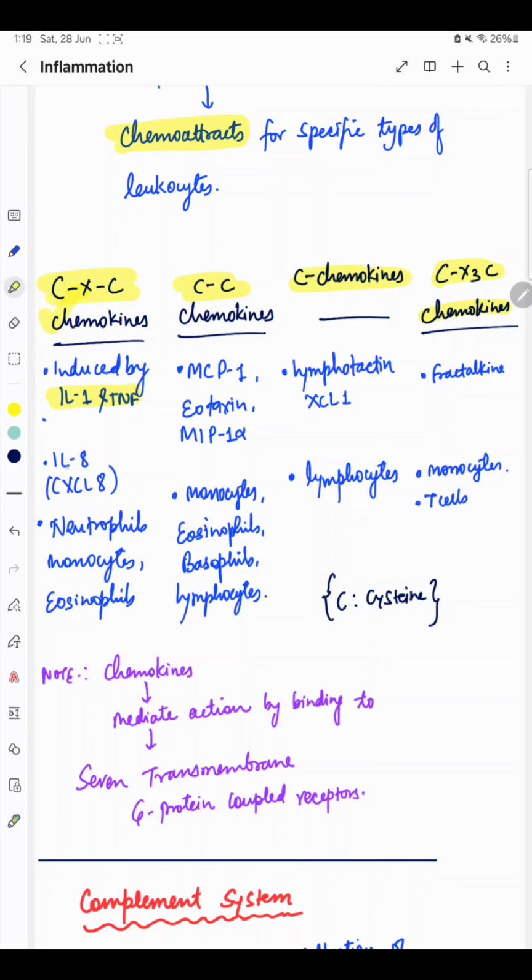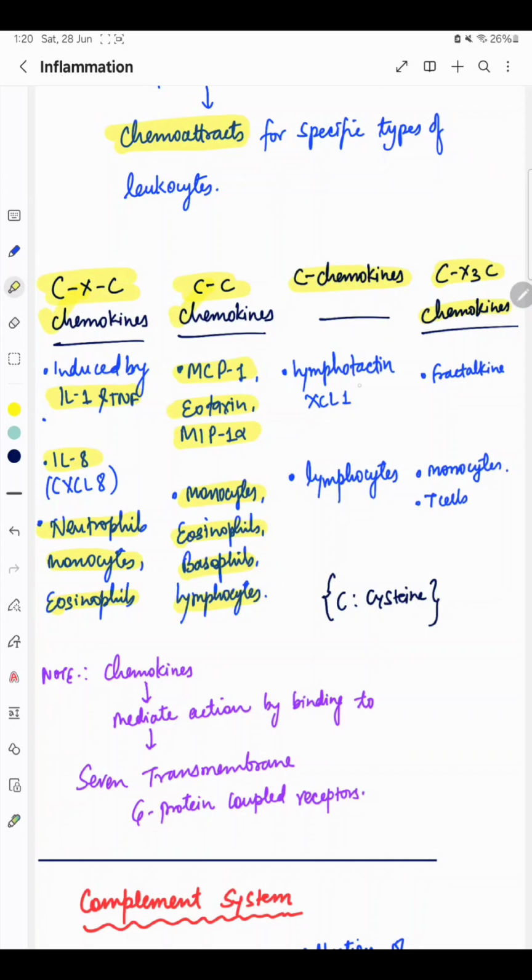An example of this class of chemokine is interleukin 8, also known as CXCL8. They attract neutrophil, monocyte, and eosinophil. In CC chemokine, there are some chemokine known as MCP1, eotaxin, MIP1 alpha. They attract monocyte, eosinophil, basophil, and lymphocytes.